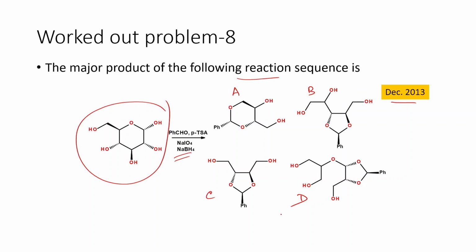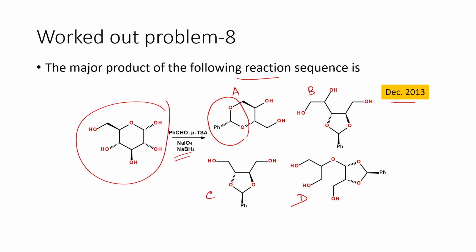Now A is one compound where the benzaldehyde is actually used as a protection of two hydroxy units, and the ring structure is broken to end up giving the primary and the secondary alcohol. So this is one product.